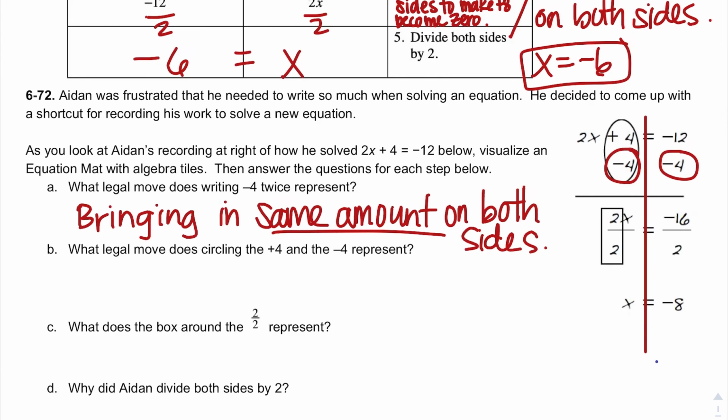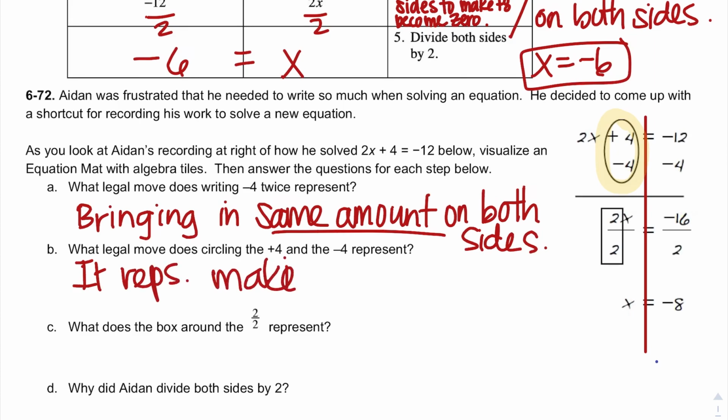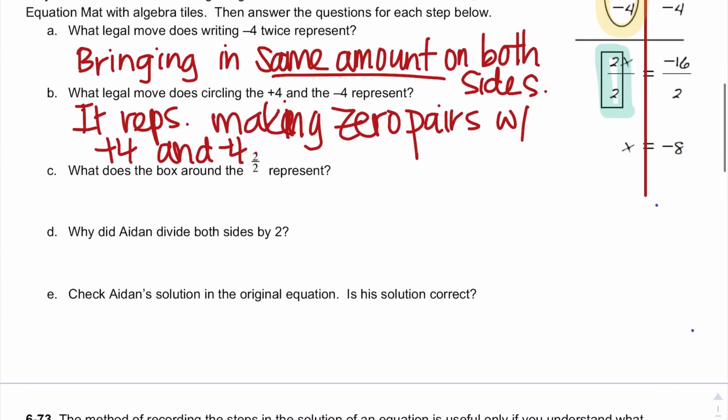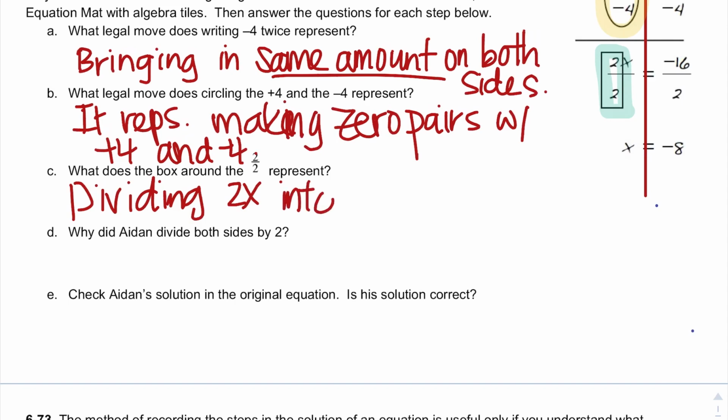What legal move does circling positive 4 and negative 4 represent? They're talking about this part right here, where it has that big egg-like 0. Okay, that part is saying we are making 0. It represents making 0 pairs with positive 4 and negative 4. Okay, what does the box around 2 over 2 represent? We're talking about this part right here. And that part represents dividing 2x into 2 equal groups.